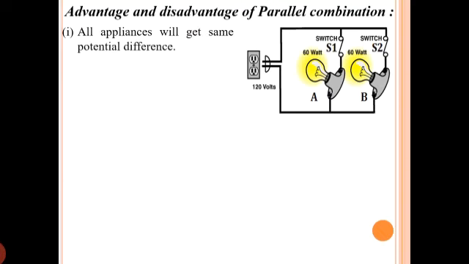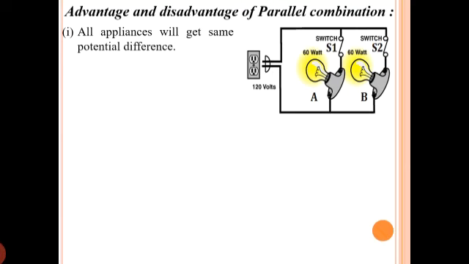So let's see the points one by one. All appliances will get the same potential difference. We know in parallel, bulb A and bulb B are both connected to the same two terminals of the battery. So both bulbs A and B will get the same potential difference. We have bulbs of different power also, 20 watt, 100 watt, 120 watt. Any bulb you connect in parallel, the potential difference across each will be the same, and that is the requirement.